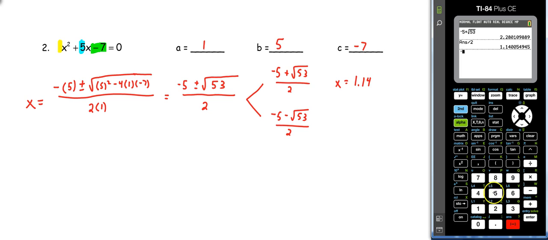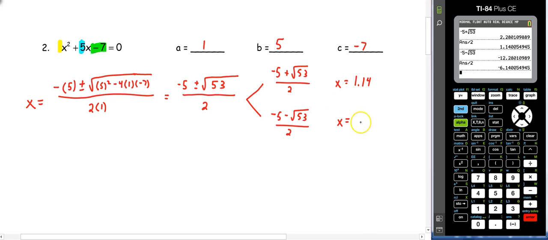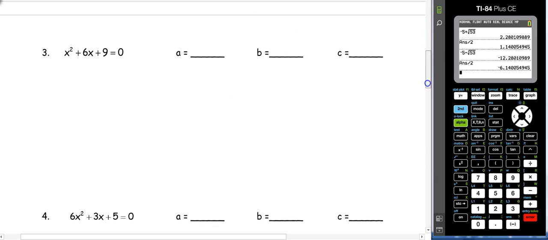1.14. And then we have -5 minus the square root of 53 divided by 2. X equals -6.14. So let's try two more problems.